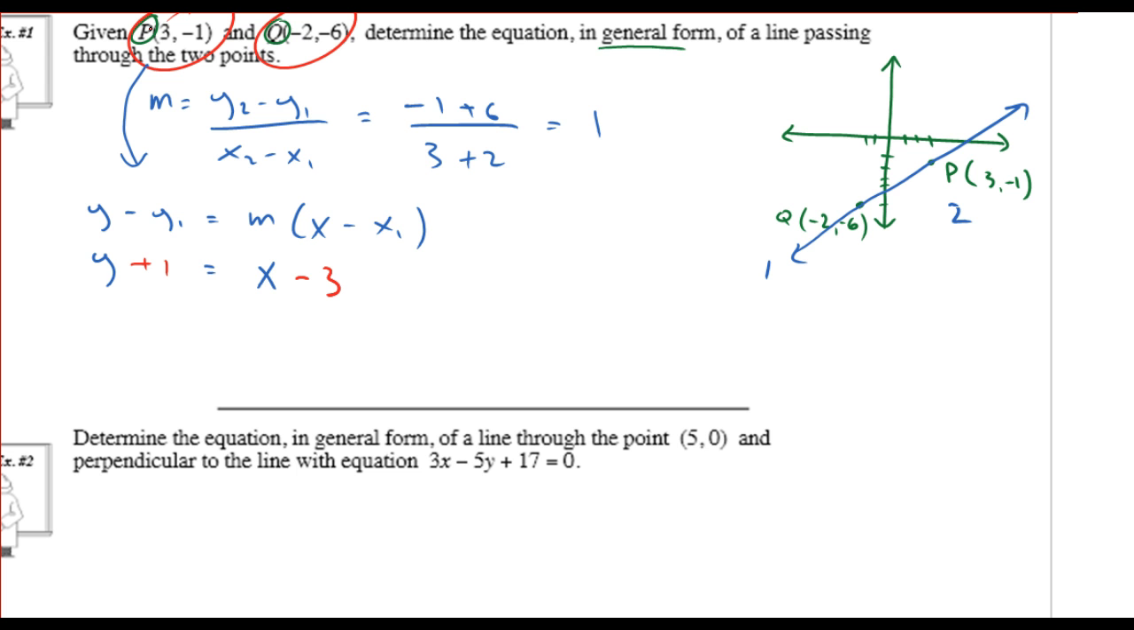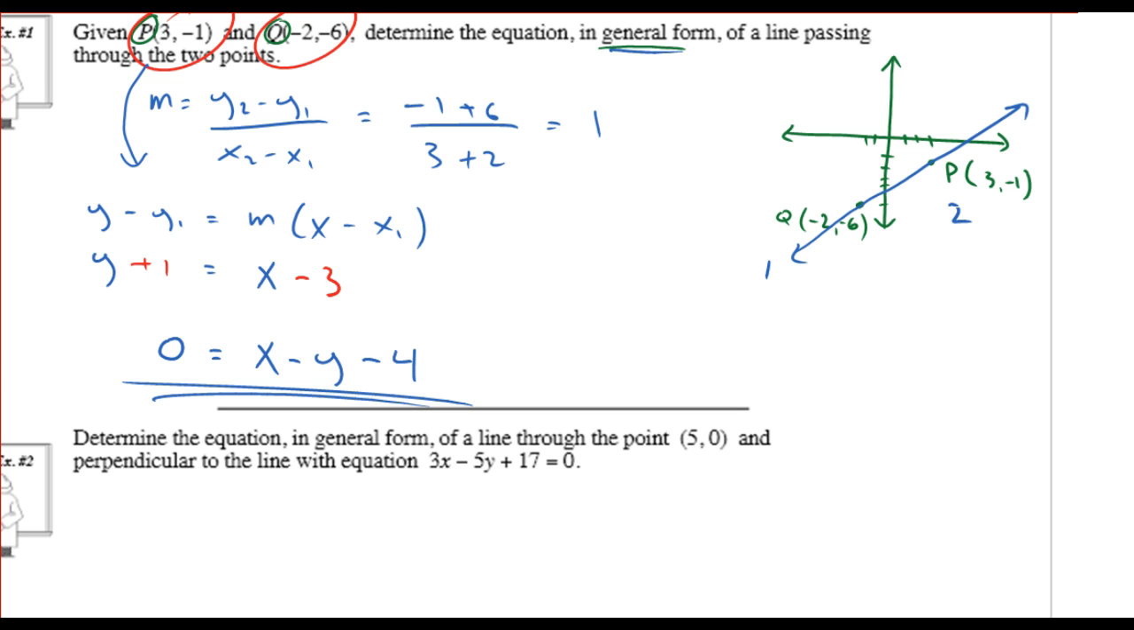Okay, now all I need to do is just rearrange this guy into general form, which means that I want everything on this side to be 0 and everything over on this side. So it's going to be x minus y minus 4. All right, there's your equation in general form.